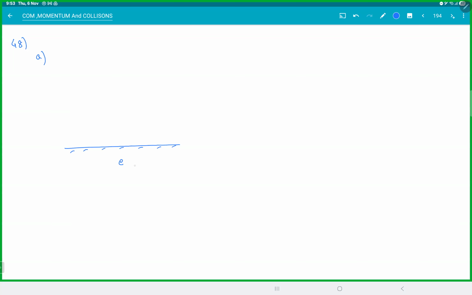So we have a floor here, which is smooth. We have a ball of mass m that hits the floor at an angle theta with speed u. After colliding, this ball bounces off with speed v at an angle phi. Find v and phi.